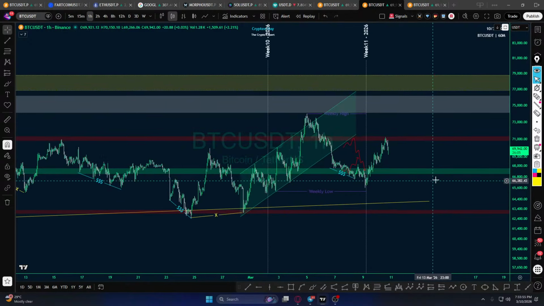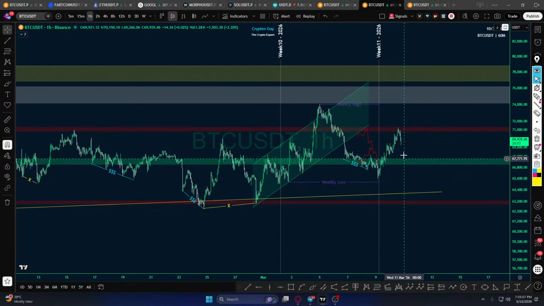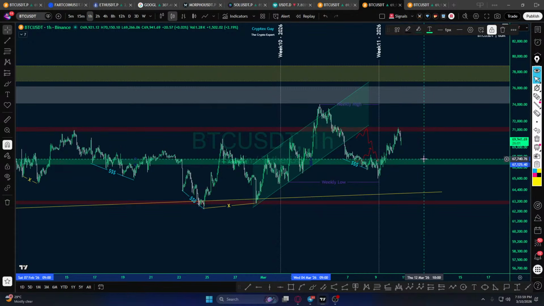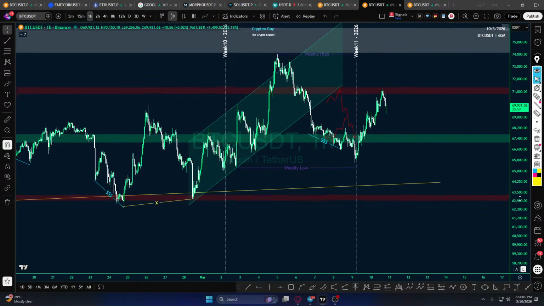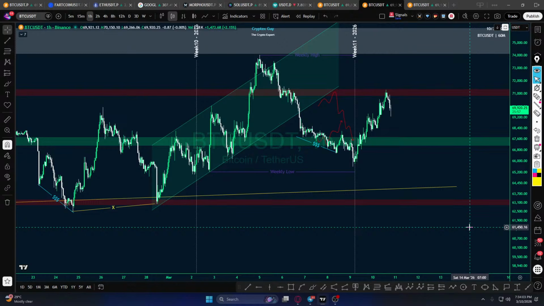You can see we are dumping from here, so we have no zone over here, but we can go towards $67,000 after New York settles down.